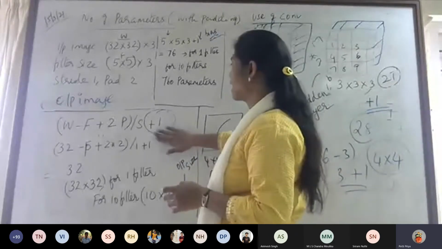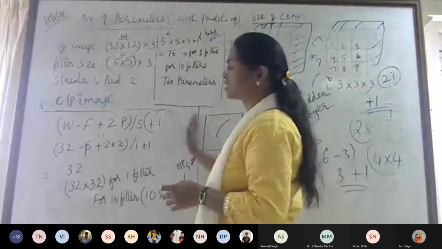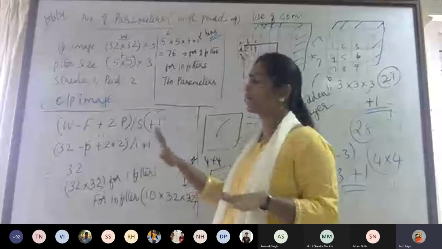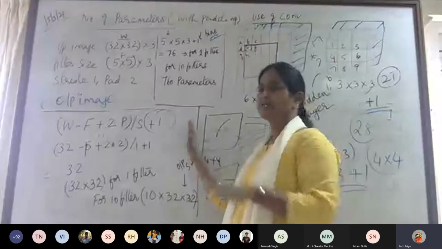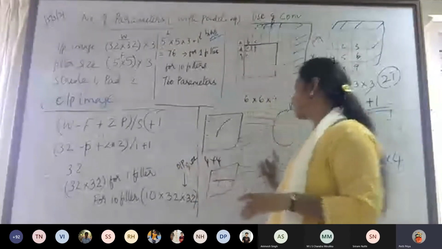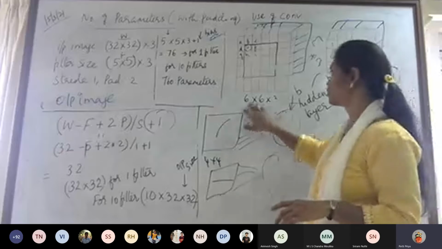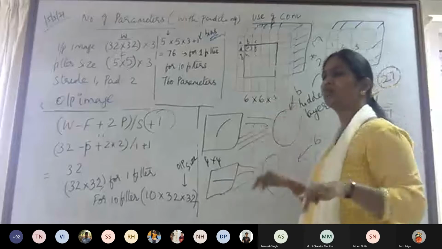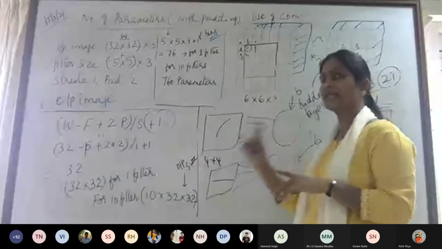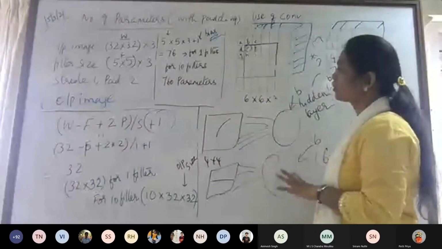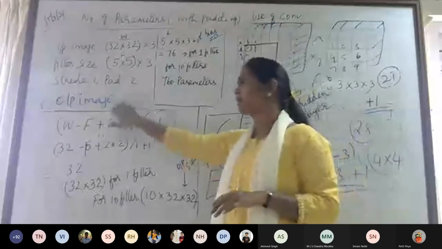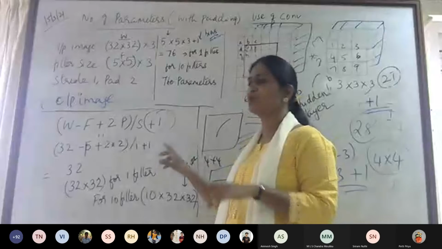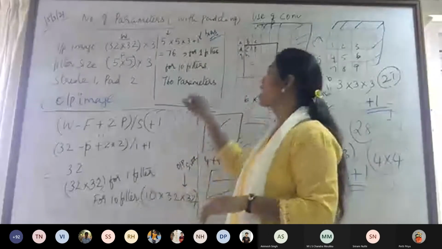Okay. Actually, in the standard formula, this plus 1 is written separately only. Whether you are doing it with padding or without padding, this 1 is written separately. If you subtract 6 minus 3, finally you will get 3, but you get a 4 cross 4 matrix. So you are adding a 1 to get the size 4 cross 4 matrix.